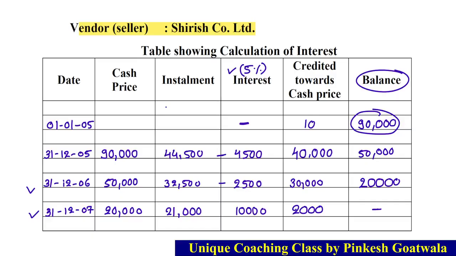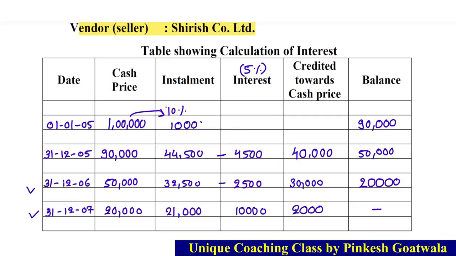Now you can easily complete this table. Okay, so let's see. Our cash price, we get 1 lakh. Okay, and the down payment is 10%. 10% of what? 10% of the cash price, so it will be 10,000, right? And here interest is always nil, so if we subtract interest from the installment, 10,000 will come. Okay, so with 1 lakh cash price and 10,000 payment, what will the balance be? Balance comes to 90,000, so it will be the balance here.